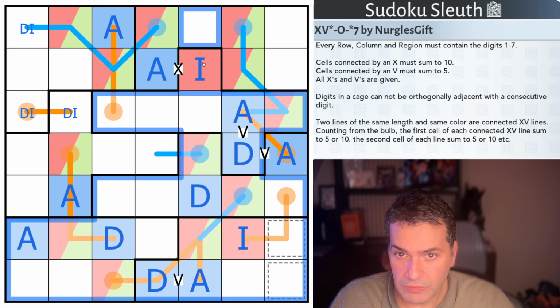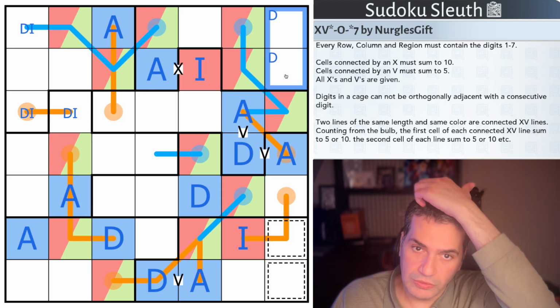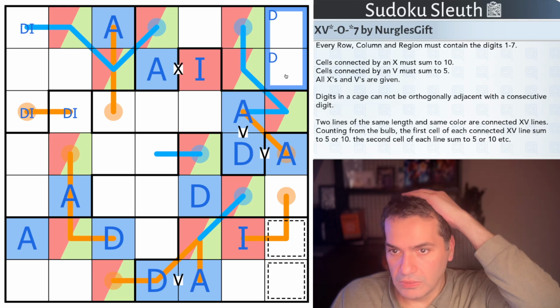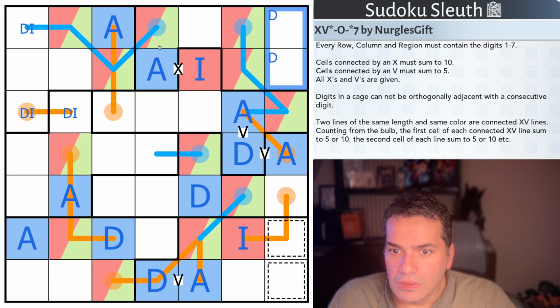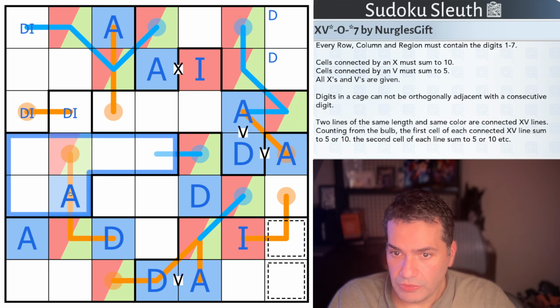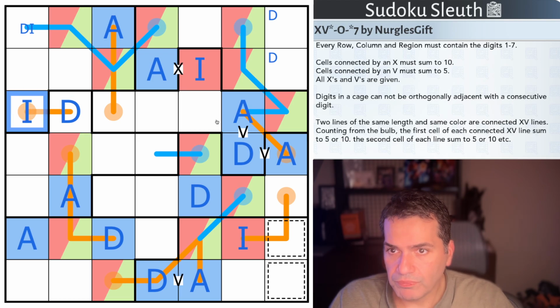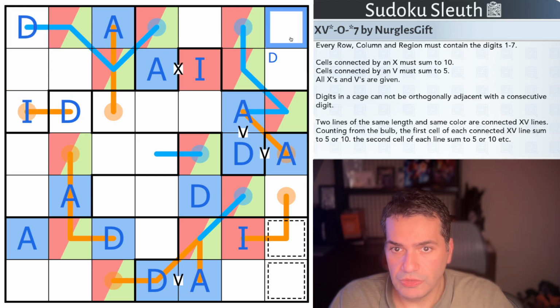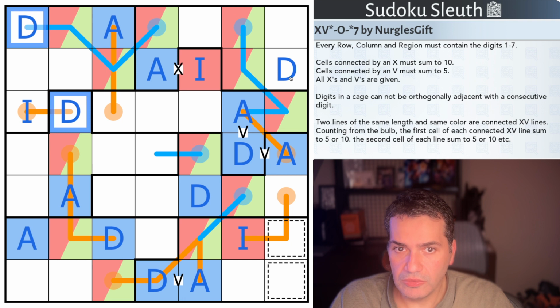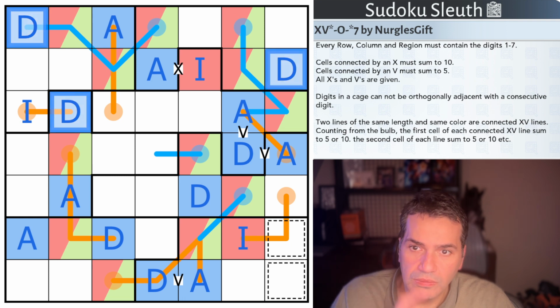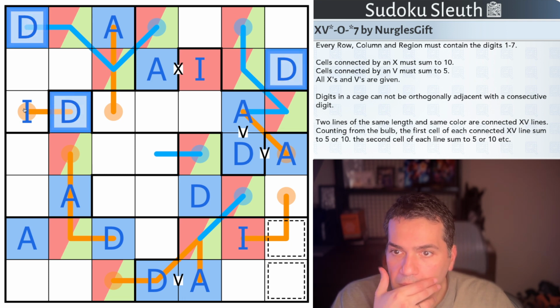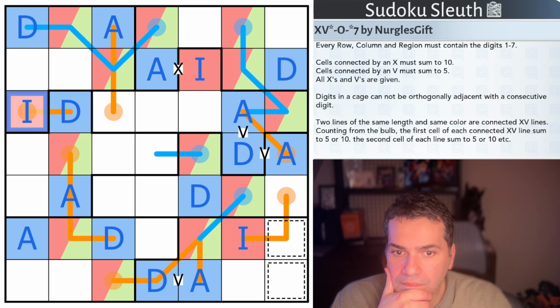This one can't be here because of Sudoku. It's none of these because of Sudoku. So it's one of these two cells. This region, well, it's none of these cells. So that's D, that's I. And therefore that's D, that's not D, that is D. And that is all the D's done. And an I here.